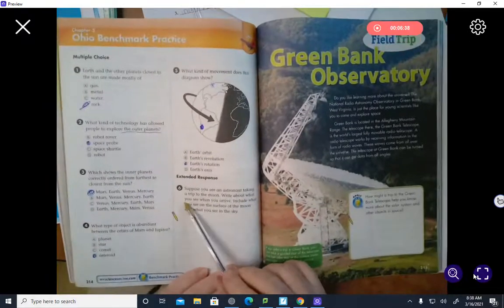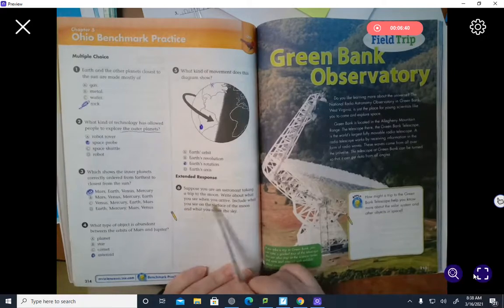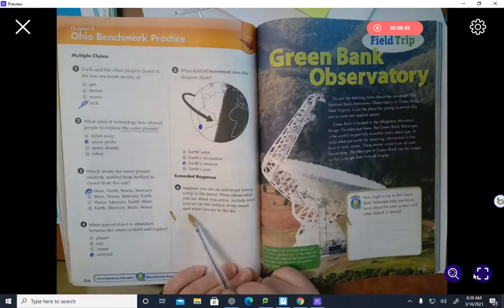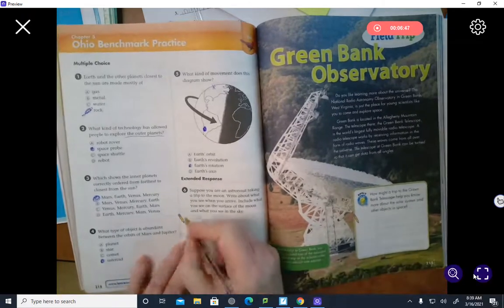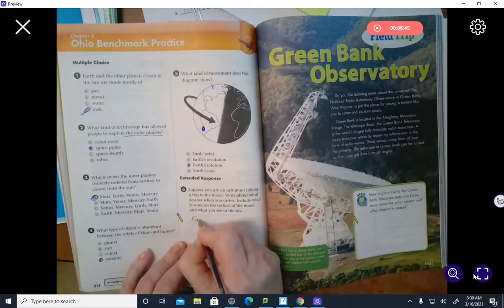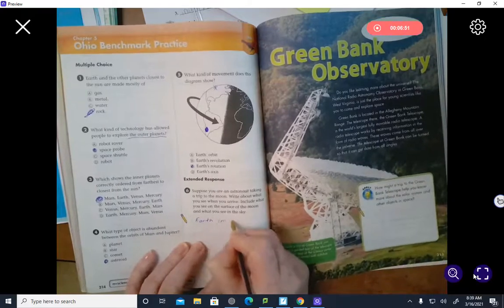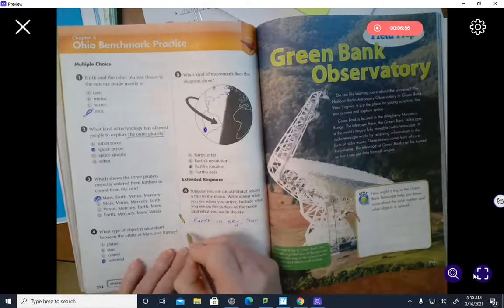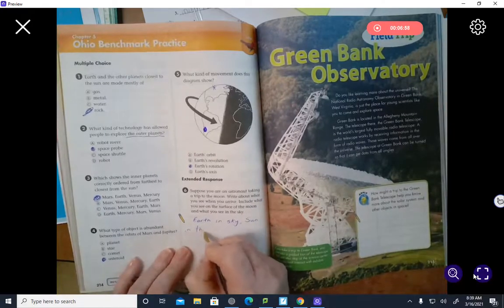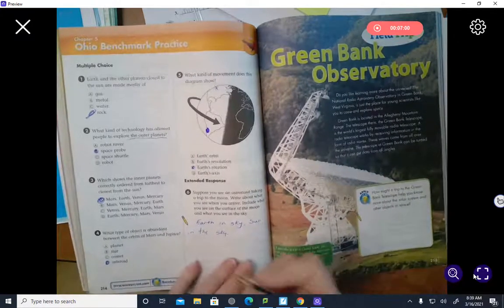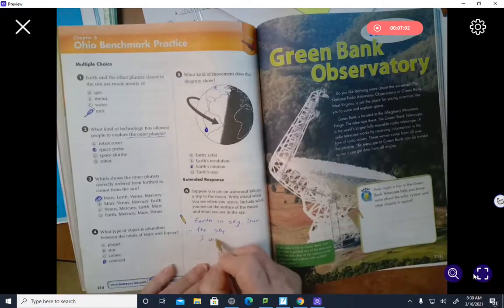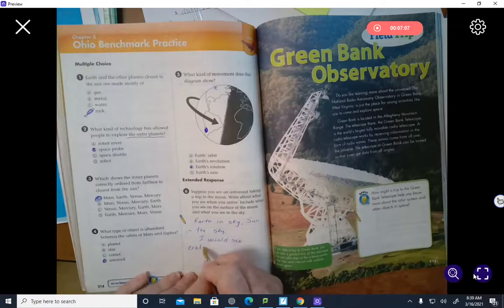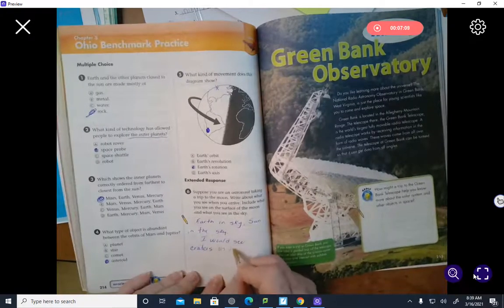Suppose you're an astronaut taking a trip to the moon. Write about what you would see when you arrive. Include what you see on the surface of the moon and what you see in the sky. So obviously you would see Earth in the sky, and the sun would still be there in the sky. I would see craters on the surface.